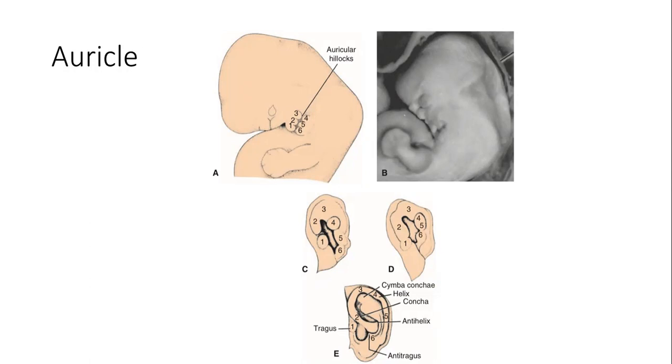Initially, the external ears are in the lower neck region, but with the development of the mandible, they ascend to the side of the head at the level of the eyes, and the auricle assumes its normal position. Thank you.